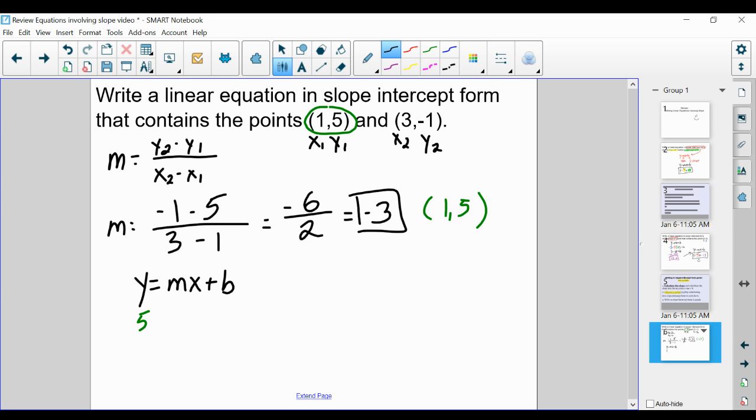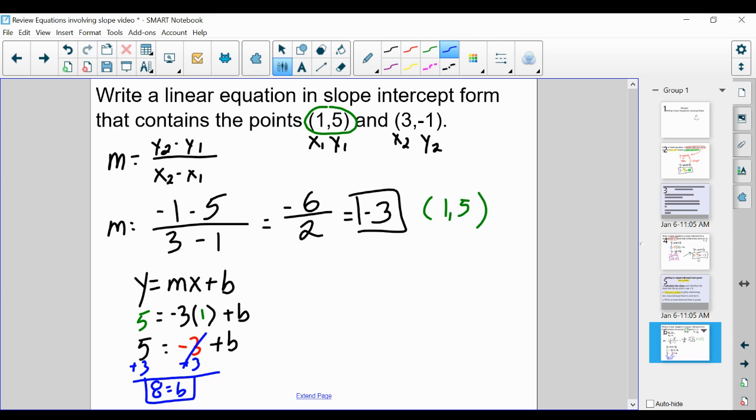So we have 5 is equal to our slope value, which is -3, times our x value, which is 1, plus b. And now we're going to simplify. Well, -3 times 1 is -3, plus b. We want to isolate that b, so we have to add 3. Hey, look at that. I just rhymed. I'm a poet, and you didn't even know it. So we get 8 is equal to b.